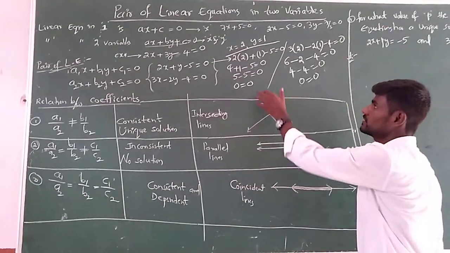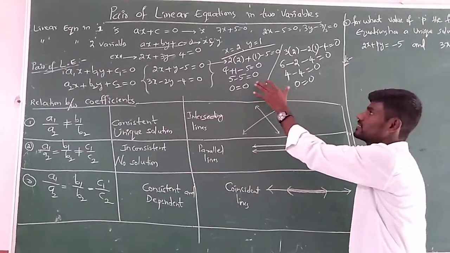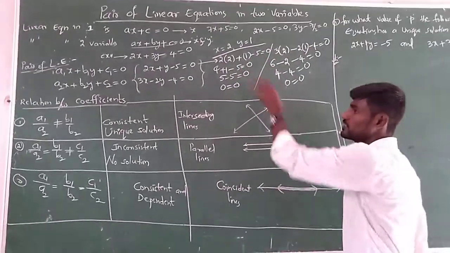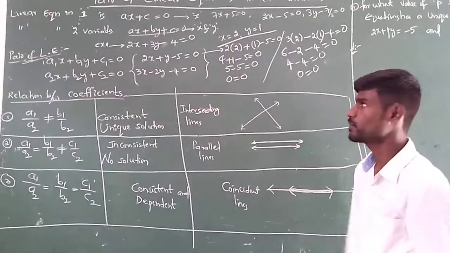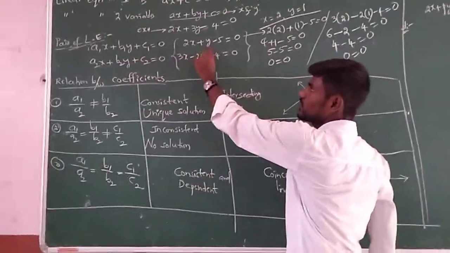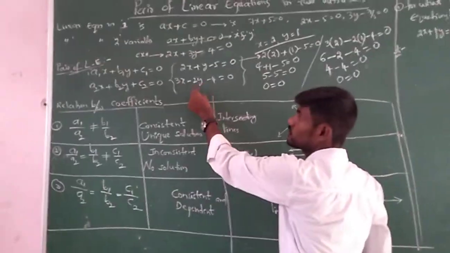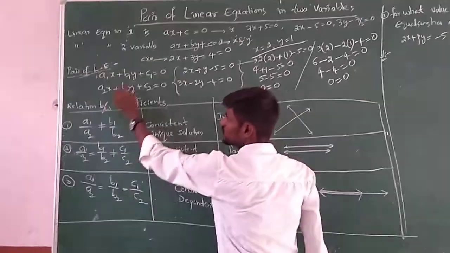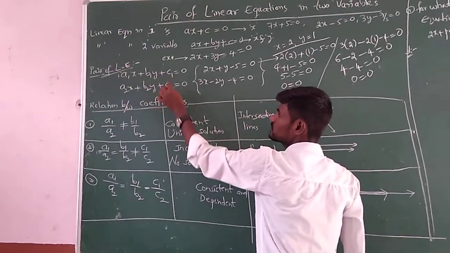Now whether they are satisfying or not, whether this type of solution is possible or not, we can say by observing their coefficients. What are their coefficients? The x coefficient is 2, the y coefficient is 1; here the x coefficient is 3, the y coefficient is minus 2. Here, the x coefficients are a1, a2, the y coefficients b1, b2, and the constant terms c1, c2.